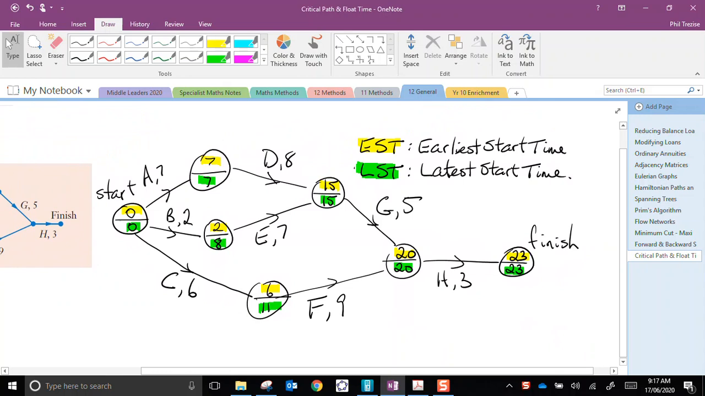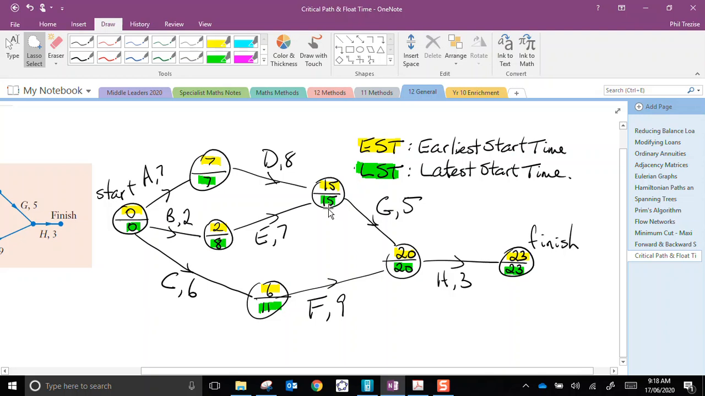As a process of doing the forward and backward scan, I identify the earliest start time and the latest start time for each of the various activities here. And the details of that are in the last video. Now let's take a look at these vertices. These vertices have got two different numbers in them. Some vertices have the same number for earliest start and latest start time. Some have different numbers. For instance, this vertex here has a 2 and an 8, clearly different. This one here has both 15, the same.